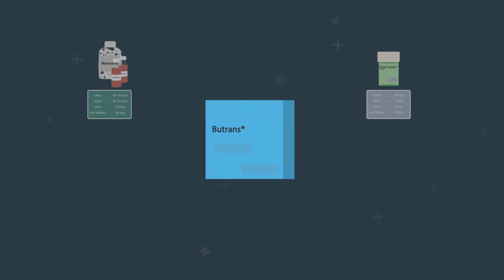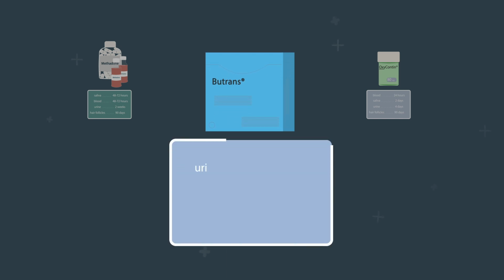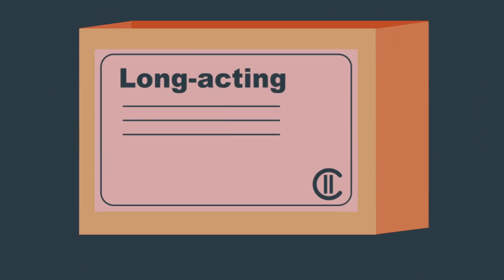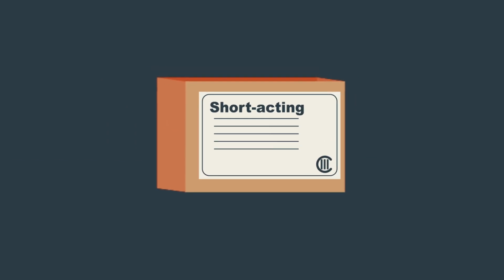Butrans is a transdermal form of buprenorphine, commonly prescribed for long-term treatment of severe pain. Butrans will stay in the urine and blood for 6 days, but its traces remain in the hair follicles considerably longer, up to 3 months. Now that we've gone over long-acting opioids, let's take a look at some short-acting ones. Just as a recap, these include drugs such as Vicodin, codeine, morphine, and short-acting forms of fentanyl.